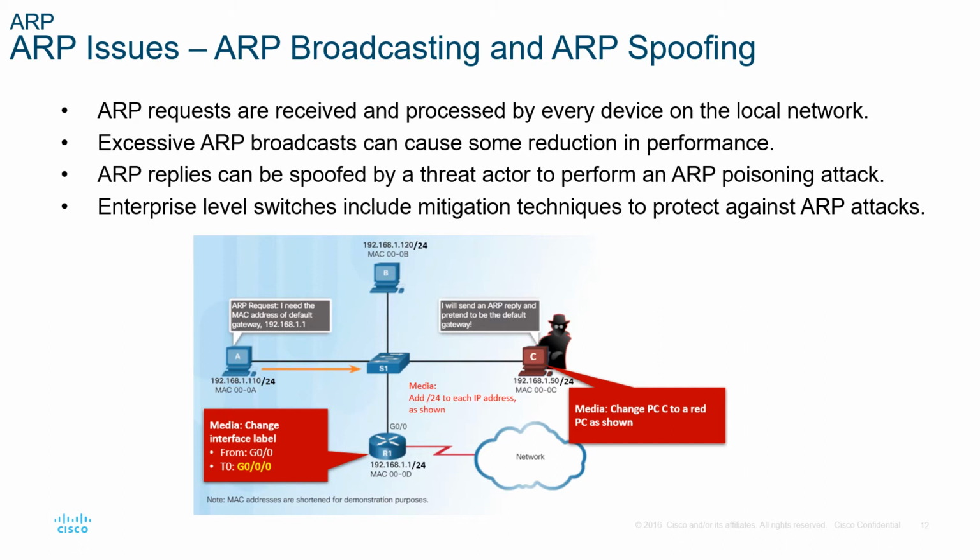ARP requests are received and processed by every device on the local network, and excessive ARP broadcasts can cause reduced performance. ARP replies can also be spoofed by a threat actor to perform an ARP poisoning attack. As a way to resolve ARP issues, you will learn in your Cisco 3 course that there are security measures you can apply on the switch in order to protect the network infrastructure from these kinds of exploits.